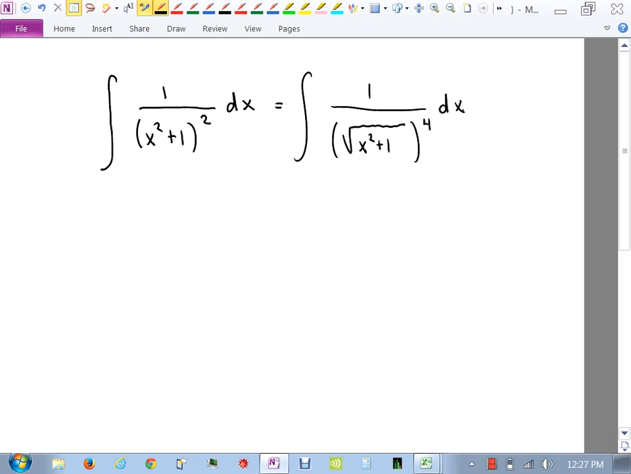And now it looks like one of those forms, doesn't it? x squared plus a squared, a being 1. What do we do when we have x squared plus a squared? x is a tangent theta, a tangent theta. dx is secant squared theta d theta. And this thing turns into secant theta.